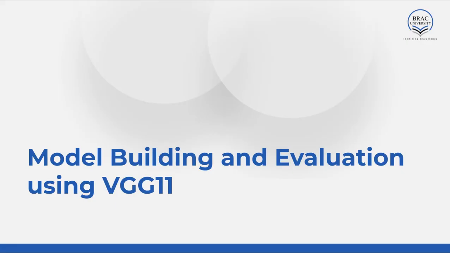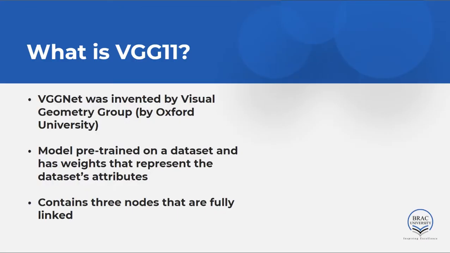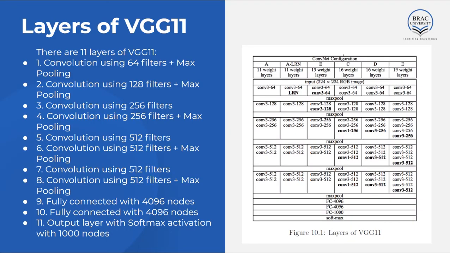Model building and evaluation using VGG11. What is VGG11? A group of students formed a group called Visual Geometry Group who invented VGGNet. This model has been pre-trained on a dataset and has weights that represent the dataset's attributes. If we look into the convolutional layers, VGG11 contains three fully connected layers. The upper two fully connected layers each have 4096 channels, as seen in the picture here. These are the 11 layers of VGG11.